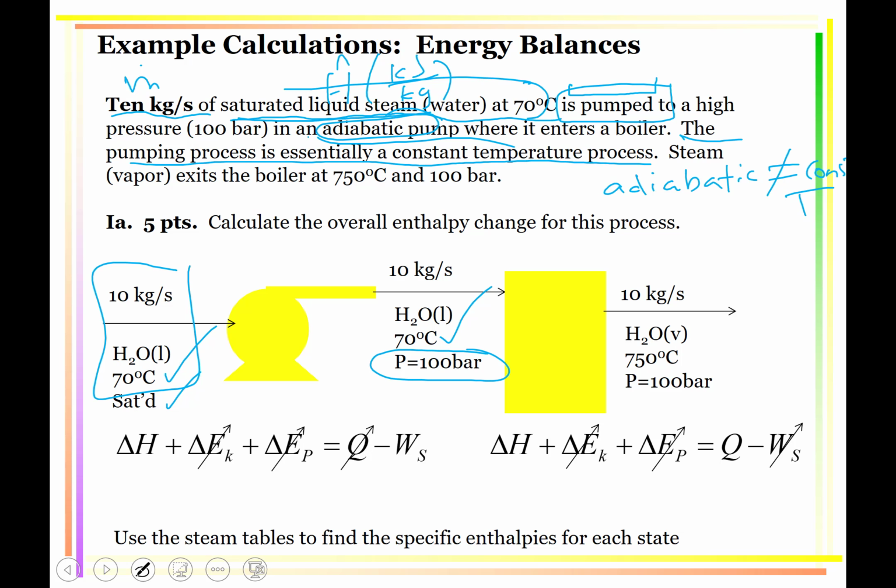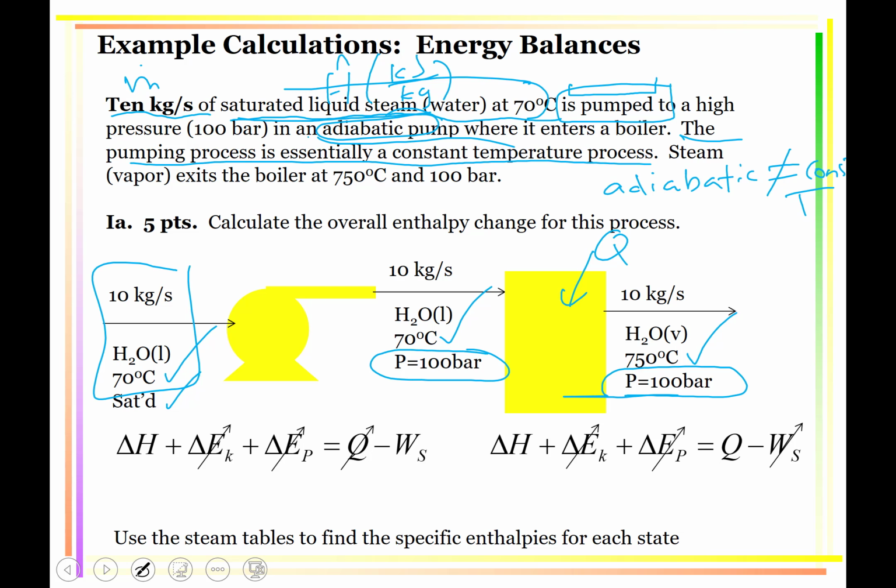And then it is heated. So we are adding Q from a fuel burning or something. We're adding heat to the steam, and it is now going to be 750 degrees C, and the process is a constant pressure process at 100 bar.